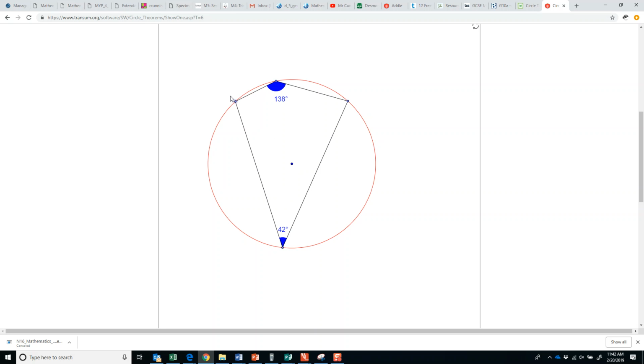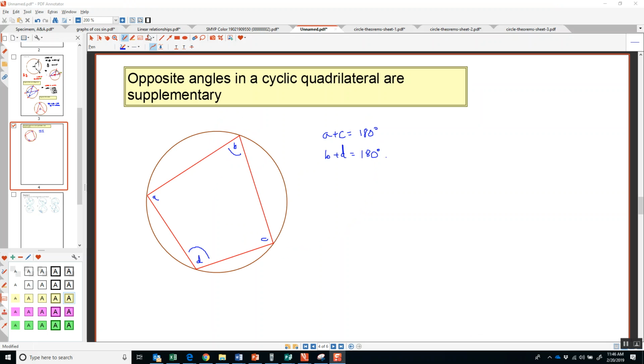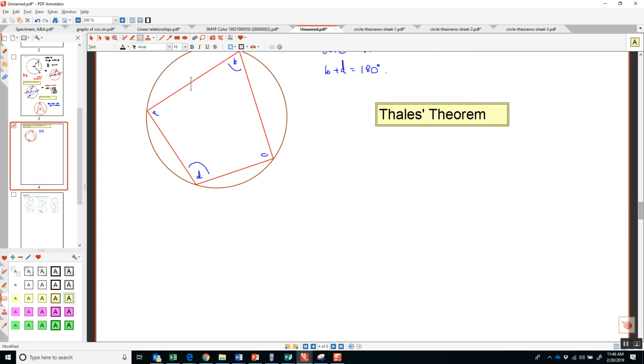And can you prove these? These can be proved, yes. The T word. Yep. Thales's theorem. This is the one that Lily used yesterday.